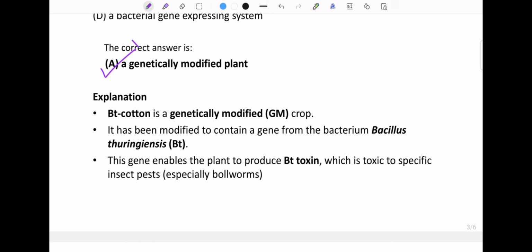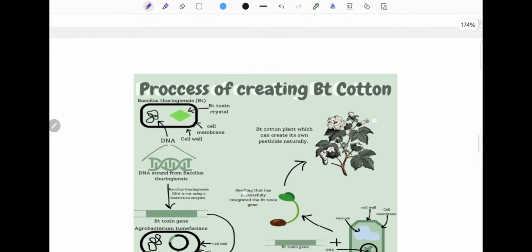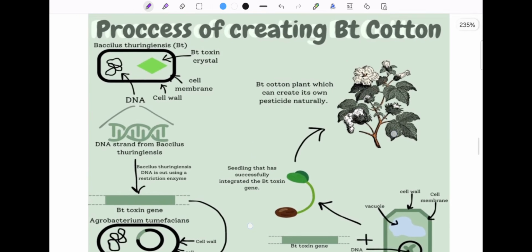Okay, why? Because Bt is Bacillus thuringiensis. It's a bacteria, but this bacteria produces a type of Bt toxin, which is very much toxic for some insects, some pests, okay, like bollworms. So see what is the principle it follows and its mechanism of action.